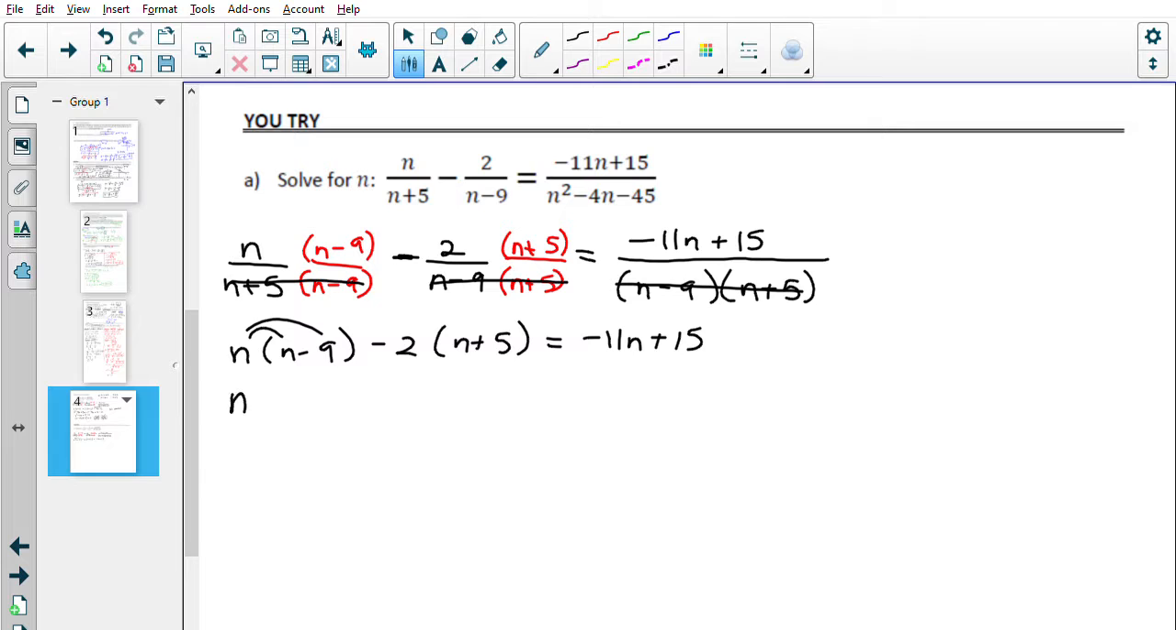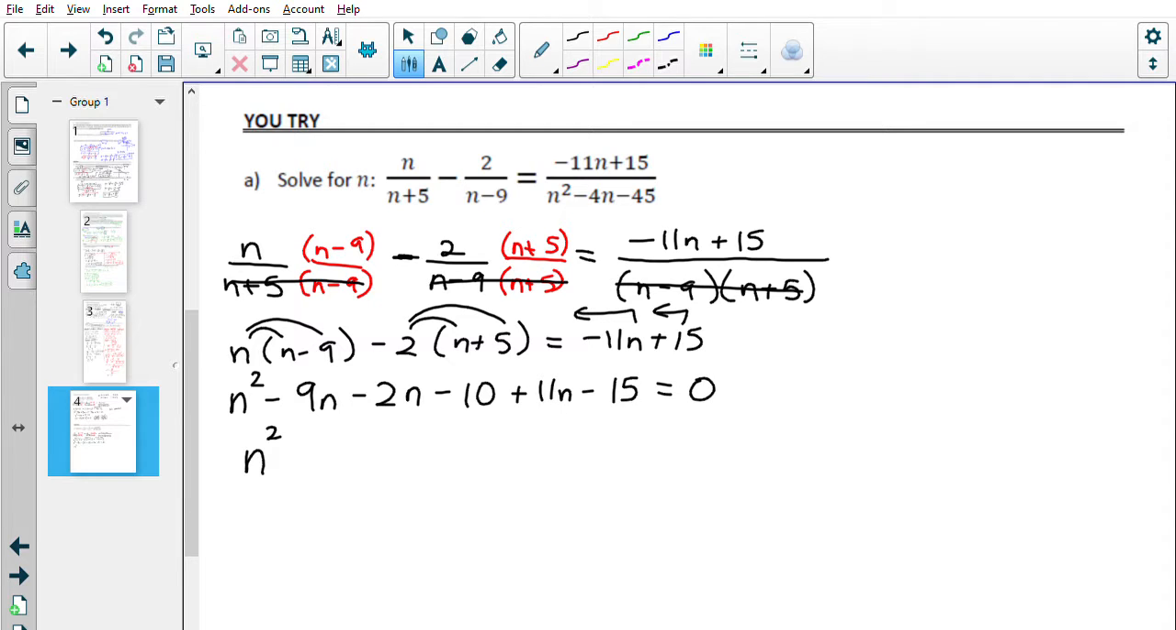Expand here, n squared minus 9n. Watch the negatives. Minus 2n minus 10. Take these to the other side and change the signs. Plus 11n subtract 15 equals 0. N squared minus 11n plus 11n, and then minus 25 is 0. These cancel, so you get n squared minus 25 equals 0.